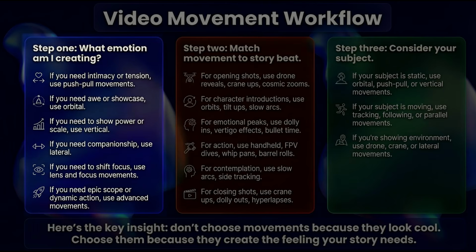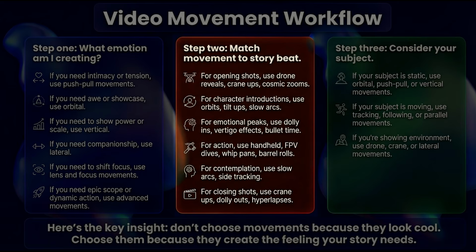Alright, so now that you have the 40 movements, which one do you choose? So I created a whole framework if you want to know. Step 1, what emotion are you creating? If you need intimacy or tension, use push-pull movement. If you need a showcase, use orbital. If you need to show power or scale, use vertical. If you want companionship, use lateral. If you need focus, use lens and focus movement. If you need epic scope and dynamic action, use advanced movement.